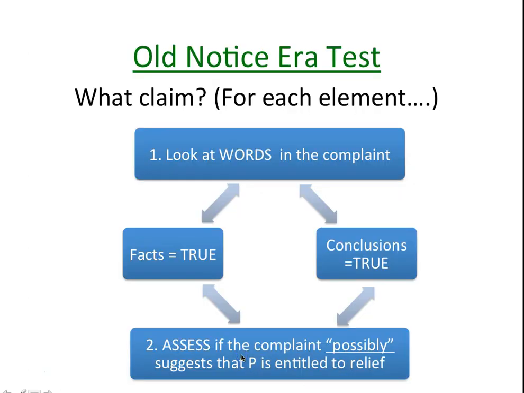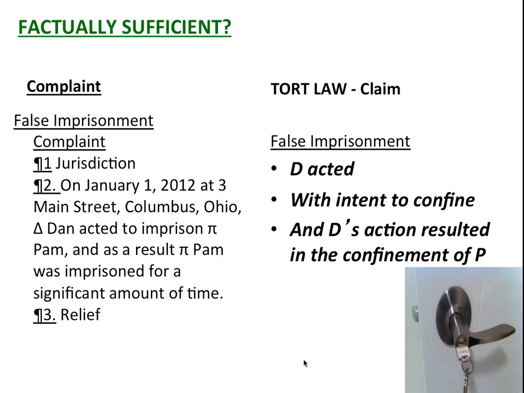Let's look at it in a diagram. Maybe this will help. Under the notice era, you looked at the words in the complaint, you assumed everything was true, both factual allegations and conclusions, and then you simply asked if the complaint possibly suggested plaintiff was entitled to relief. An example. Let's presume plaintiff is trying to prove false imprisonment. Here are the elements of that tort. Defendant acted with the intent to confine, and the defendant's action resulted in the confinement of plaintiff.